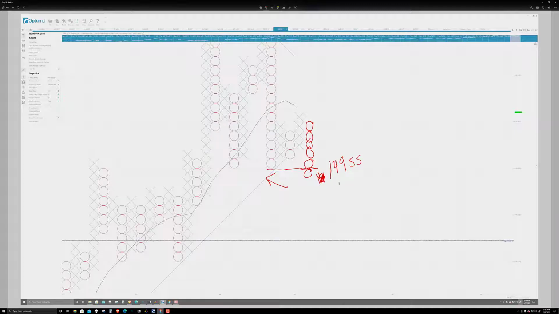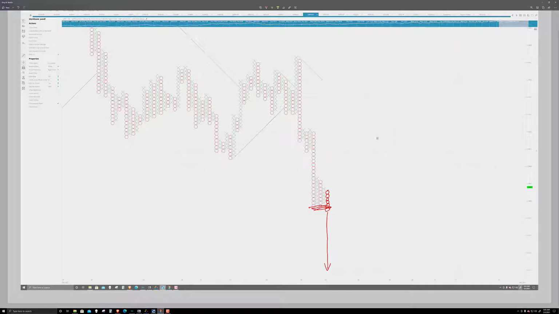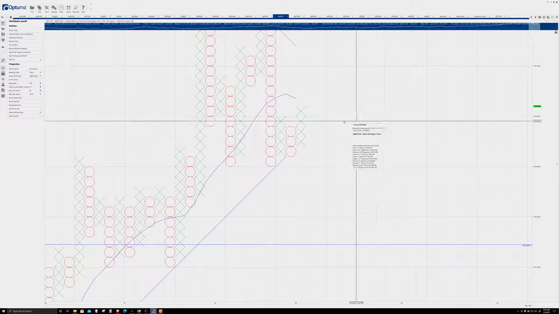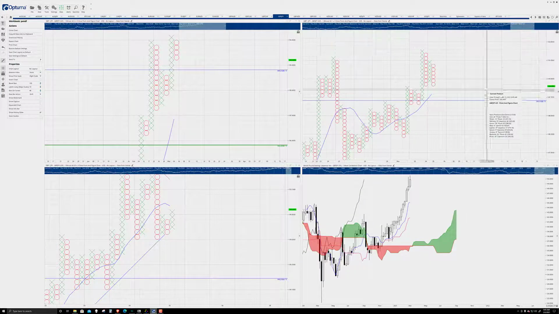149.55 is the short. And that would be a pretty quick profit target. I wouldn't go below 149.21, 149.20. That'd probably be what I'd be looking at for the profit target there. So that's on the 5 pip 3 box reversal.